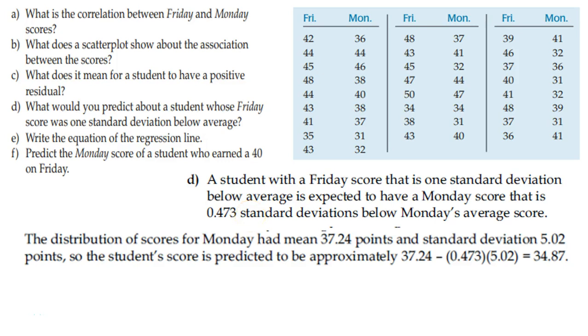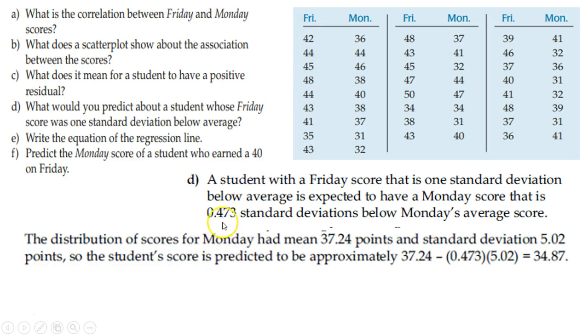All right, we are in Unit 2. We're just doing some practice problems and review for the Unit 2 exam. And in the last problem, the reason why I'm backing up here is in Part D, I felt like I kind of moved fast from that, and I got some questions on this video on what did I mean by this. And it said, what would you predict about a student whose Friday score was 1 standard deviation below average?